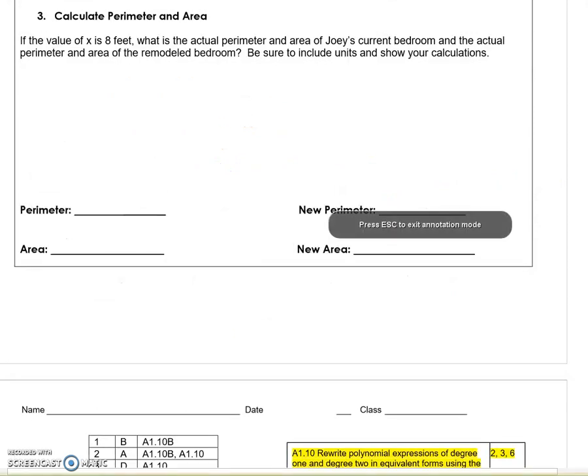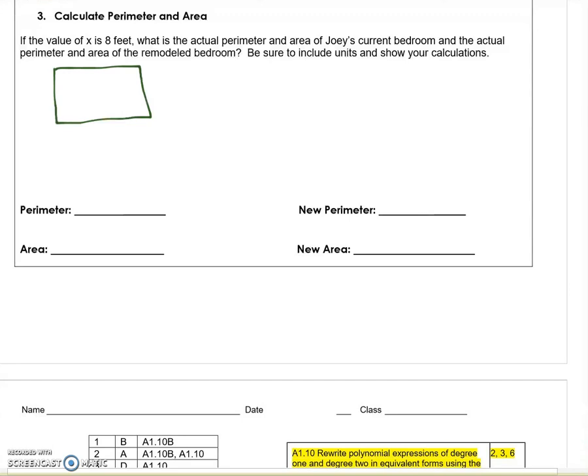Okay, and then it says to calculate the actual area, perimeter and area for both the original and the new bedroom if the value of x is equal to 8. Okay, so again, 2 ways I could do this, and we should really try to be doing as many ways as we can when we're taking the test. Now, I do understand there's time constraints, so you do have to make sure that you manage your time, but we do want to try to check our work as much as possible.